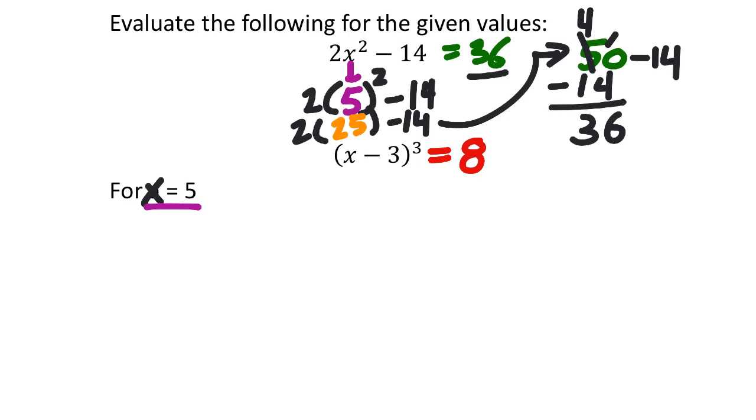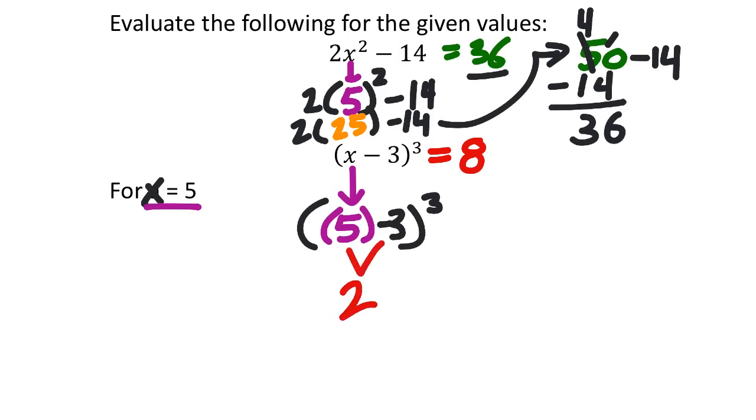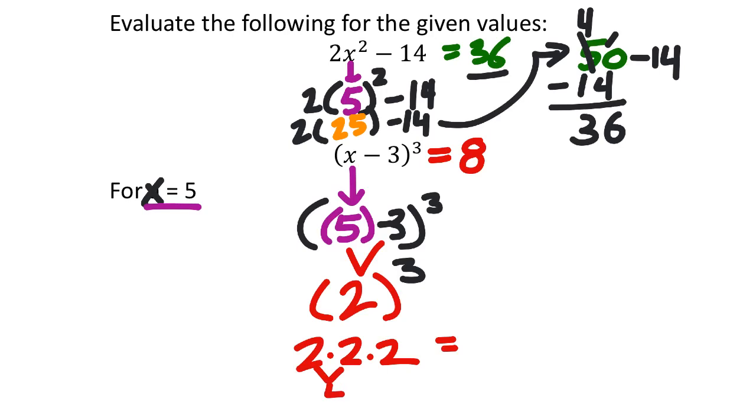Next up here, again, I'm replacing the X with 5. And you can put it in parentheses if you'd like. But I'd have 5 minus that 3, and this is to the power of 3. Since I don't have any exponents on that 5 in the parentheses, I can just address it as 5. 5 minus 3 would be 2. So now I have 2 to the power of 3, which would be 2 times 2 times 2. And 2 times 2 is 4, times 2 is 8. So that's how we get that answer of 8 right there.